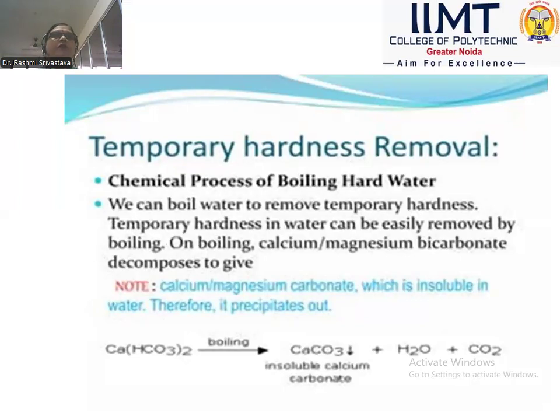Now, how will we remove the temporary hardness? By the chemical process of boiling hard water, as we can boil water to remove temporary hardness. Temporary hardness in water can be easily removed by boiling. As we all know, calcium carbonate settles down, which is removed by filtration, and we can get soft water by the removal of calcium and magnesium hardness.